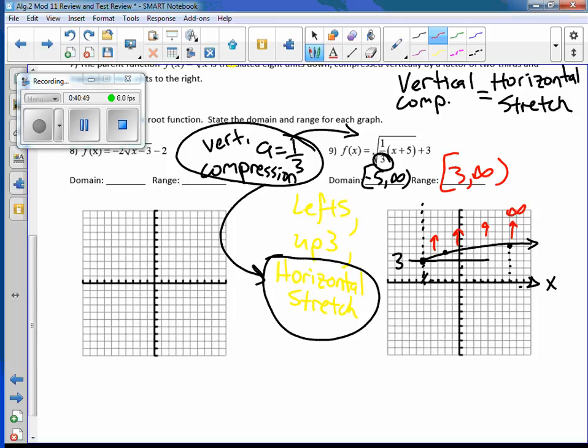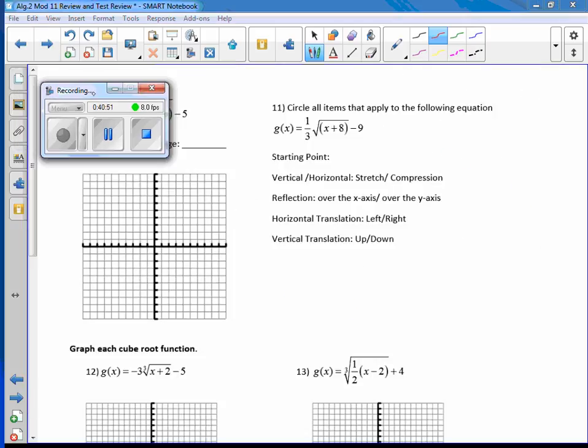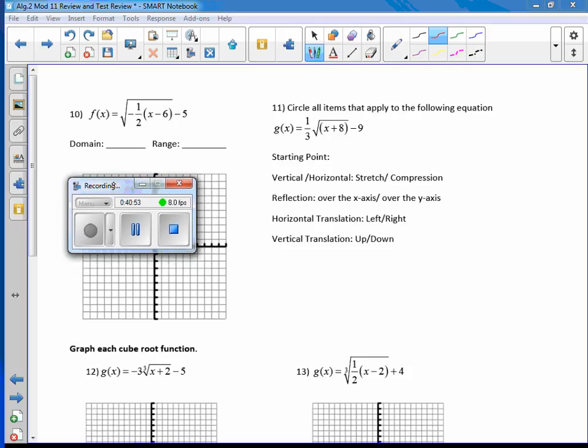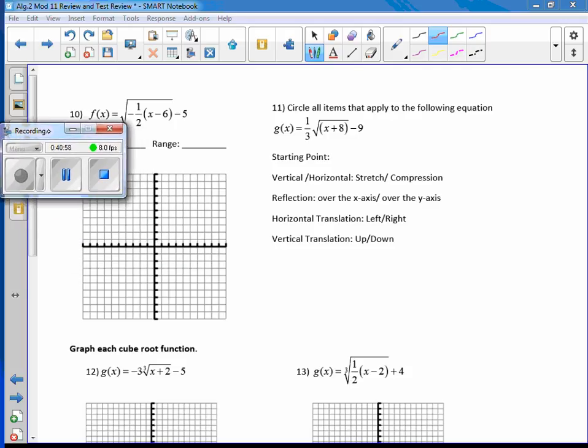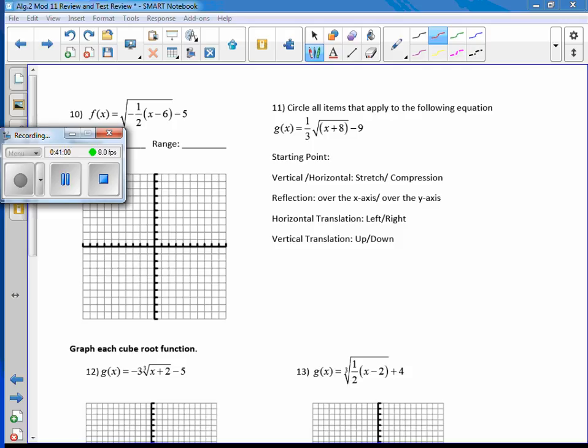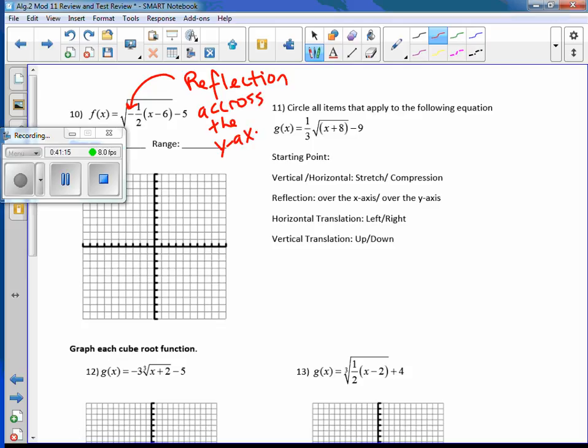All right, let's see what else we got here. Now, number 10 is going to be very, very similar to what we just did. Just know that if there's a negative, like there is right here underneath the square root, that's going to be a reflection across the y-axis.